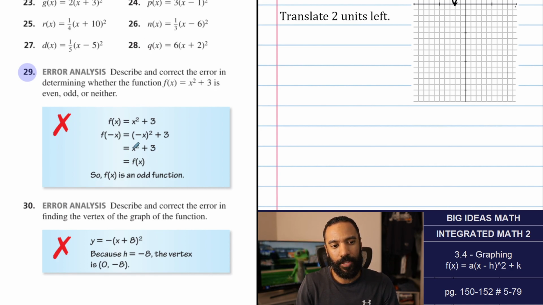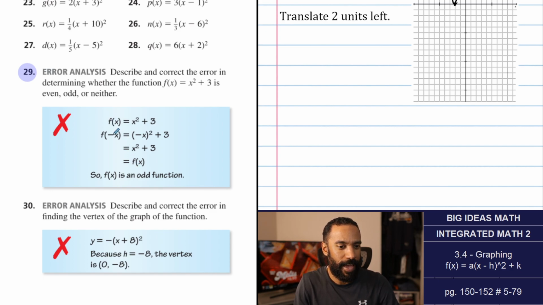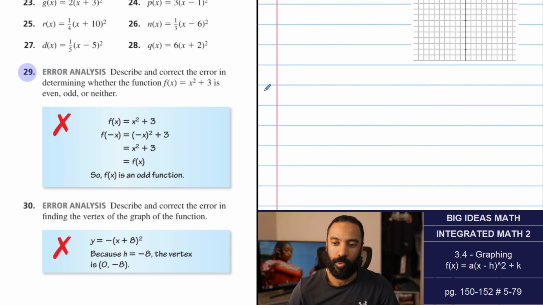So everything looks good on the math. They substitute negative x here. They square negative x to get positive x squared. That's x squared plus 3, which is identical to f of x. F of negative x and f of x are the same thing. That would make it an even function. They mentioned it was an odd function. So that is their one mistake on number 29.